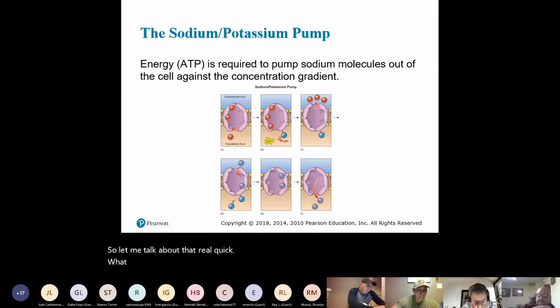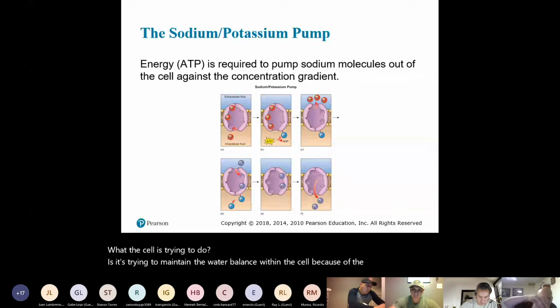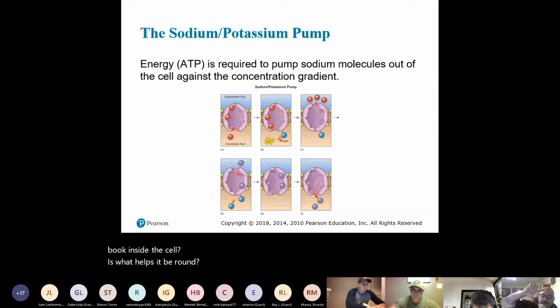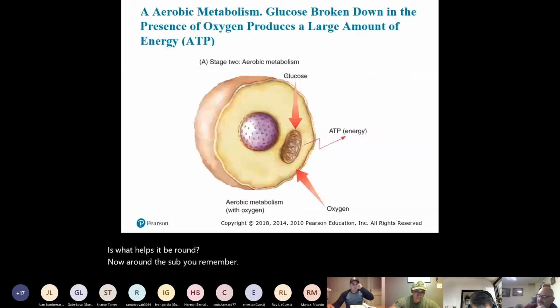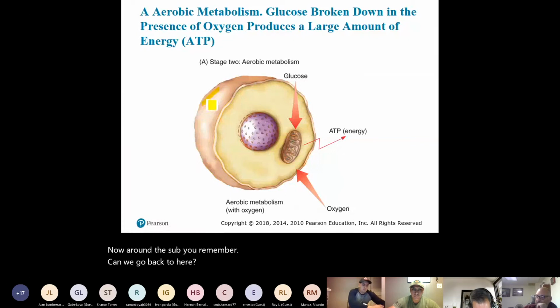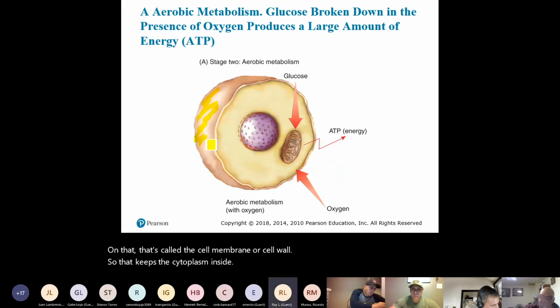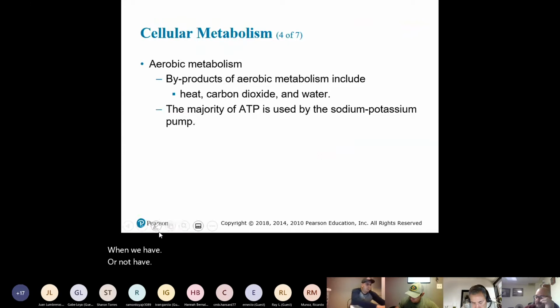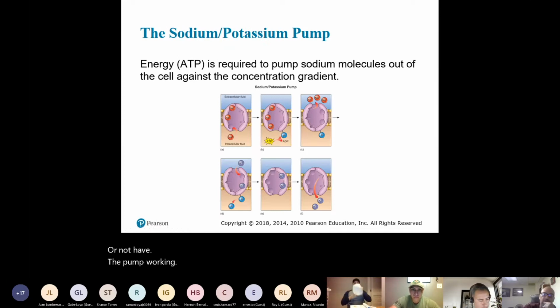What the cell is trying to do is maintain the water balance within the cell, because the cytoplasm, the gel inside the cell, is what helps it be round. Around the cell, this area right here is called the cell membrane. That keeps the cytoplasm inside. When we don't have the pump working, then we can burst the cells.